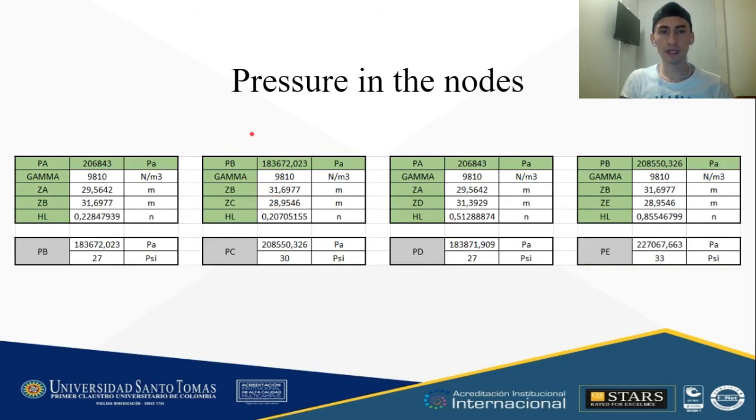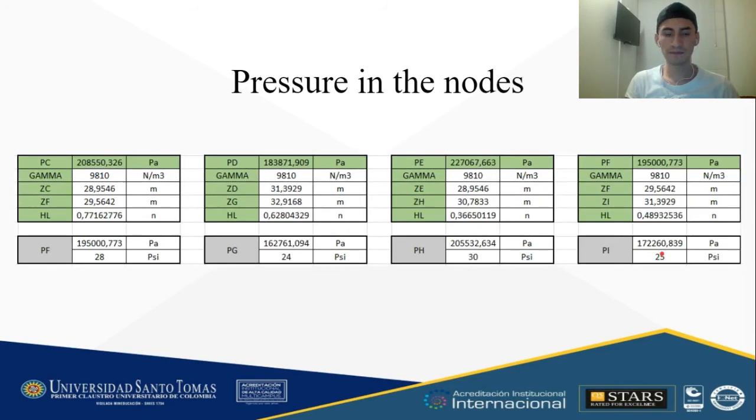Using this equation, we find the pressure at the different nodes. For example, the pressure in node B was 27 psi, in node C 30 psi, in node D 27 psi, in node E 33 psi, in node F 28 psi, in node G 24 psi, in node H 30 psi, and finally in node I 25 psi.